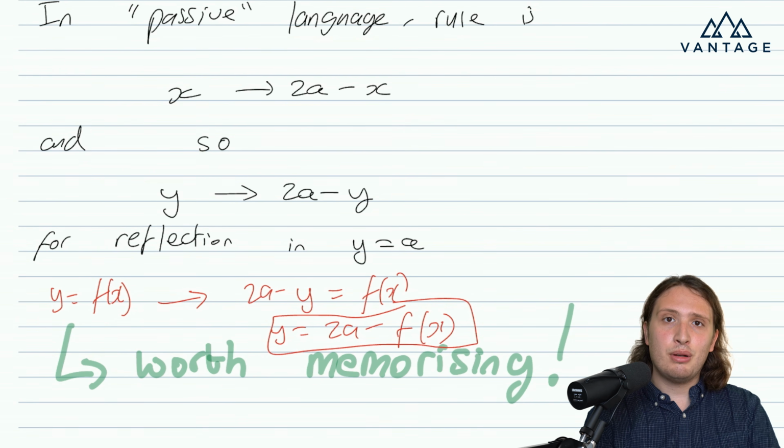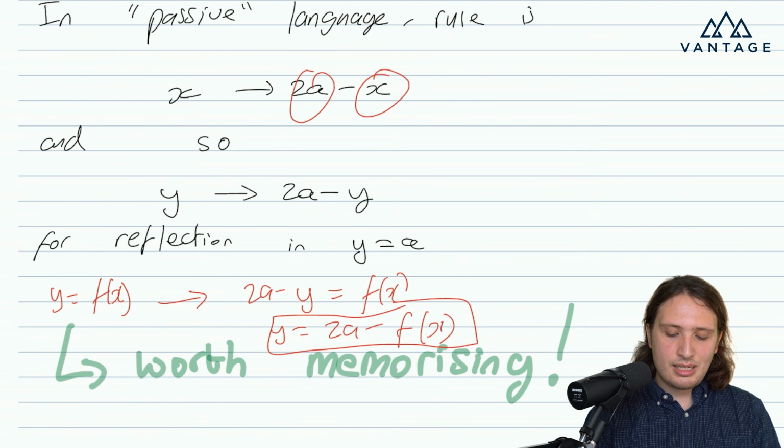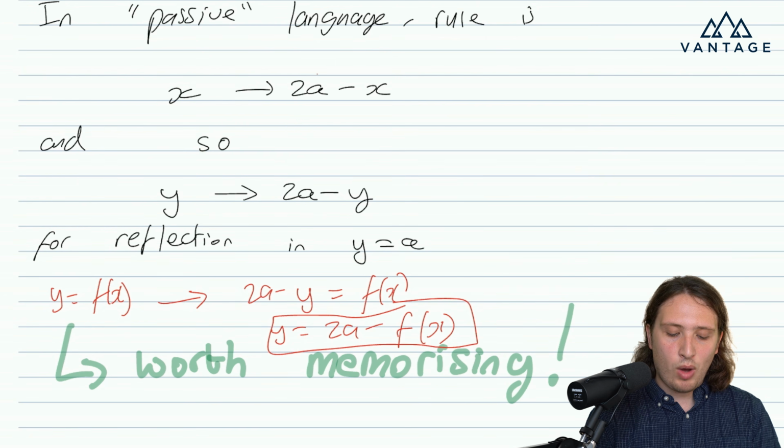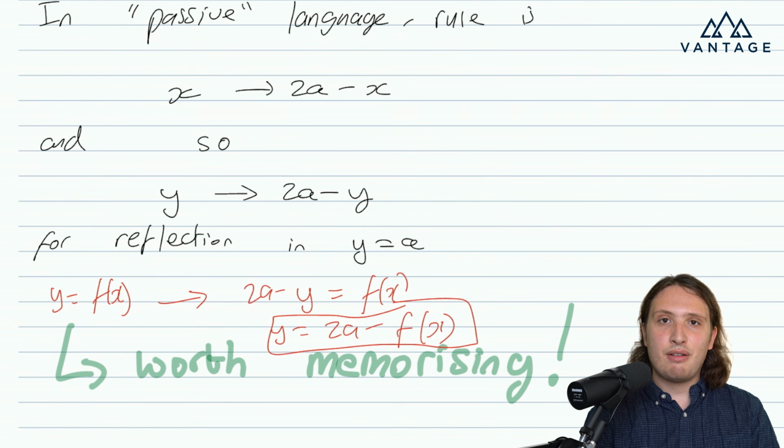So now, for example, if you see that a graph has got x replaced with a number minus x, you'll realize that it is a reflection in a vertical line. And you'll be able to figure out what the vertical line is by matching the thing that x is being subtracted from with 2a. So for example, if x is replaced with 1 minus x, well, 1 is 2a, so that must be reflection in x equals 1/2. So these rules are really useful to remember.